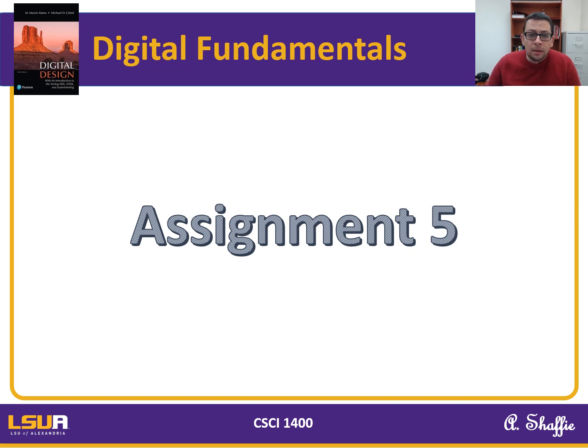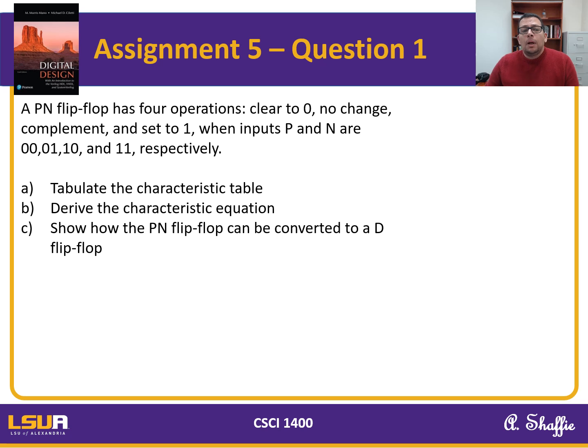Hello everyone. In this video, I will go through the solution of assignment number 5 for module 5. As the first question, it assumes that we have a flip-flop named PN. The PN flip-flop has 4 operations: clear to 0, no change, complement, and set to 1, when the values of the inputs P and N are 0, 0, 0, 1, 1, 0, and finally 1, 1.